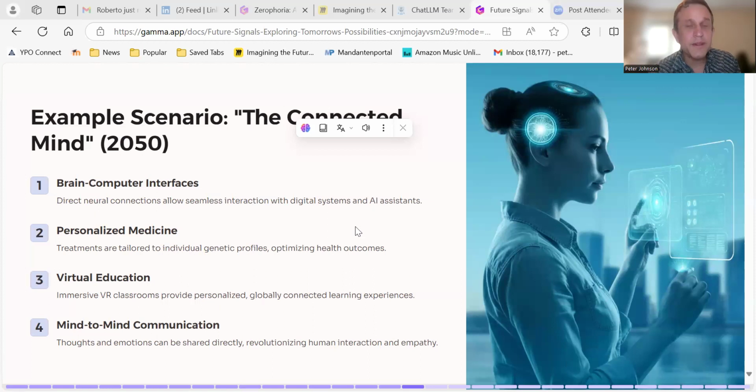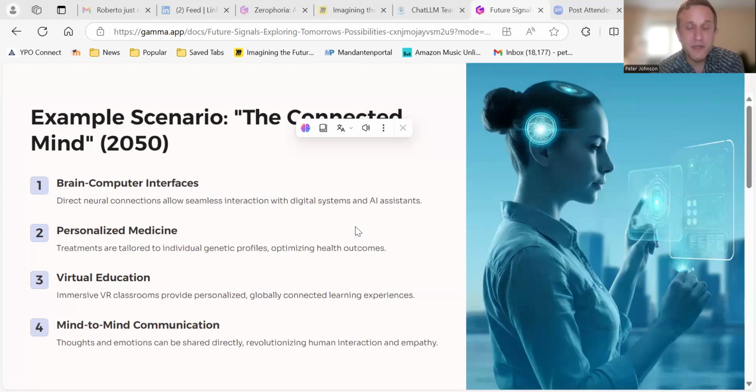So I think rather than this example, we're just going to talk through it very quickly. The idea of this was giving a scenario of the connected mind. What if in 2050, I said I was only going to do 10 years out, but we're looking many more years out. What would it look like if we had brain-computer interfaces? What if we just had digital systems, AI systems we're connected to, personalized medicine all the time, virtual education, because we've got chips in our brain anyway. You communicate mind to mind. You don't carry a phone anymore. How would that look in our lives?